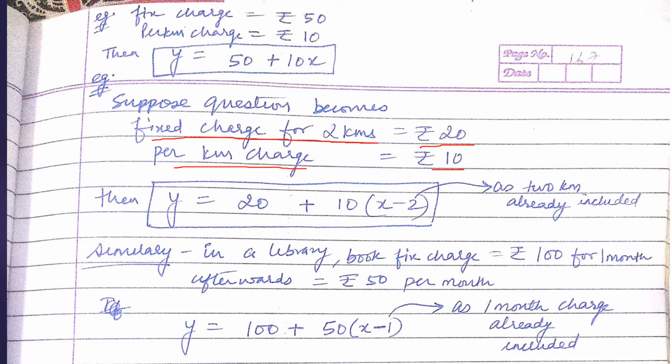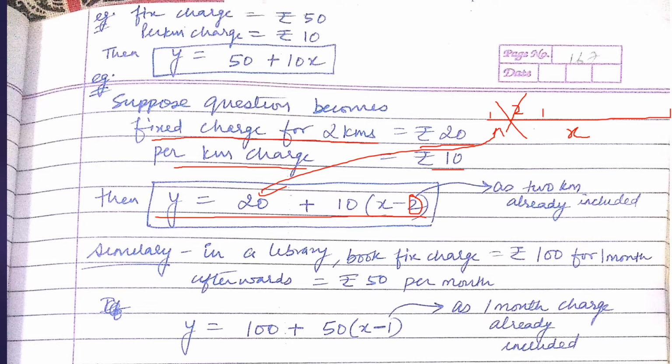Now what does it mean? That equation becomes y equal to 20 plus 10 bracket x minus 2. Why x minus 2? Because these 2 kilometers' charge is already taken here. If a person has traveled x kilometers, suppose a person has traveled x kilometers in Mumbai, out of these x kilometers, 2 kilometers' charge is already covered by this value.